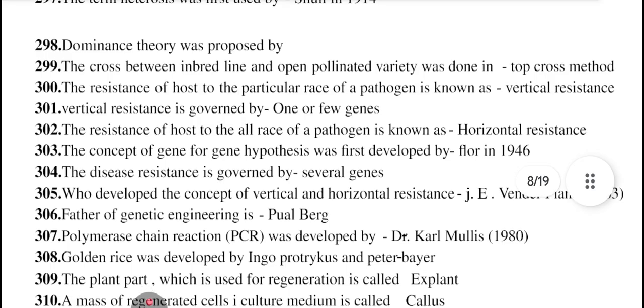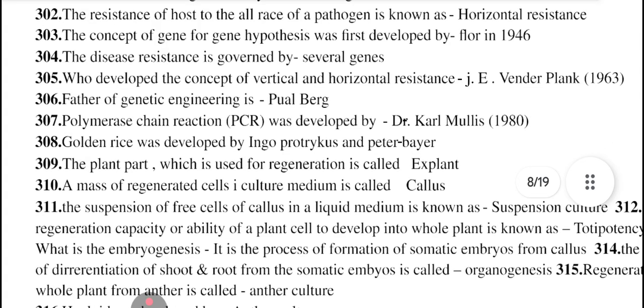Resistance of host to particular race of pathogen is vertical resistance. It is governed by one or few genes. Resistance of host to all the races of pathogen is known as horizontal resistance. The concept of gene for gene hypothesis was first developed by H.H. Flor in 1946. Disease resistance is governed by several genes. The concept of vertical and horizontal resistance was given by J.E. Vanderplank in 1963. Father of genetic engineering is Paul Berg.